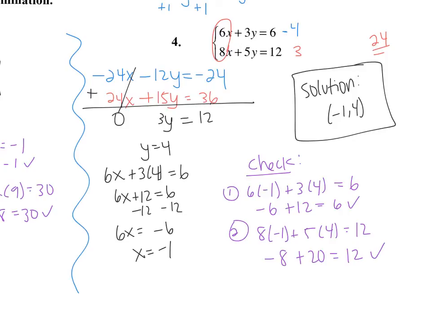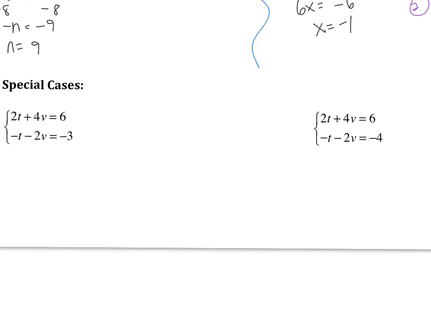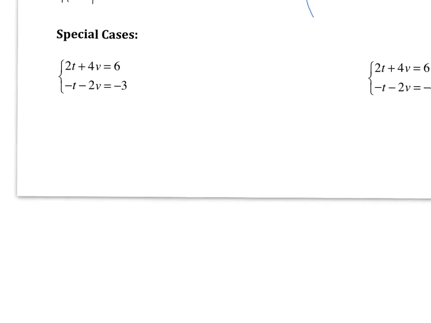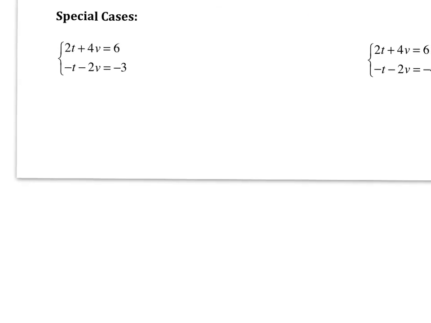Okay, so those are the two methods that you should remember, substitution and elimination. There's two special cases that I want to talk about. So looking at this first special case, you can solve using either method. I notice that I have positive 2 and a negative t. So if I multiply this by 2, the bottom equation, then I'm going to have positive 2t and negative 2t.